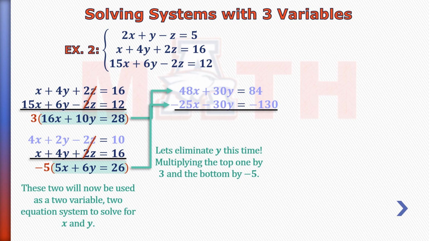All right, let's go ahead and add those up. My y's are going away. And if I take the 48x and subtract the 25x, I'm going to get 23x. And when I took the 84 minus the 130, I got -46. When I take the -46 and I divide by the 23, I get that x is equal to -2.